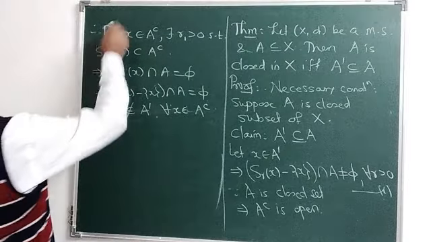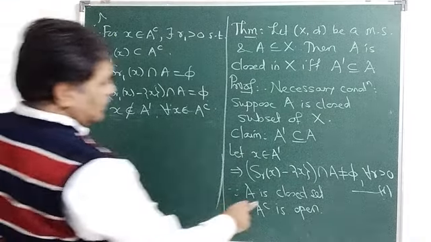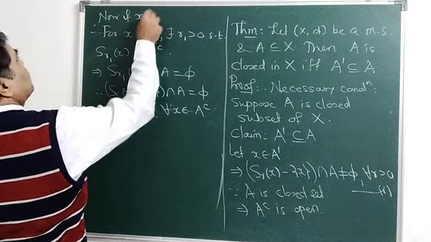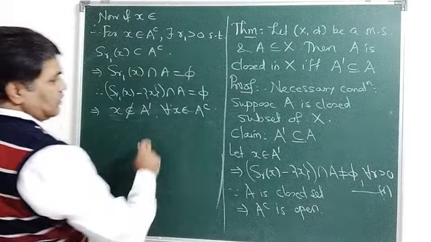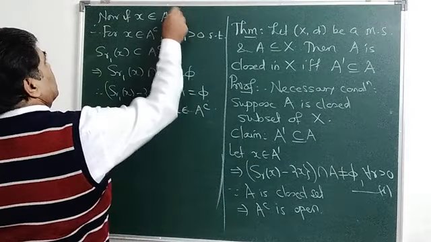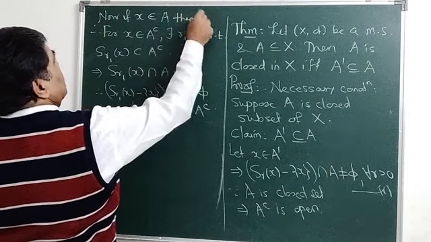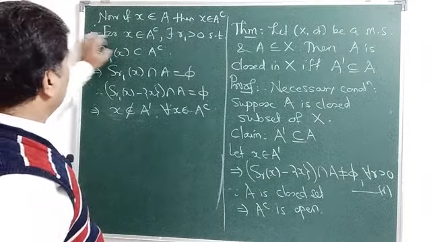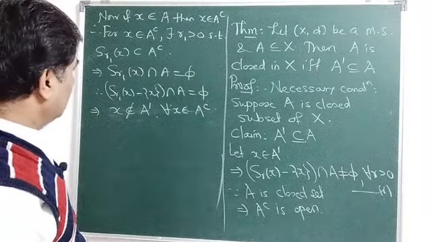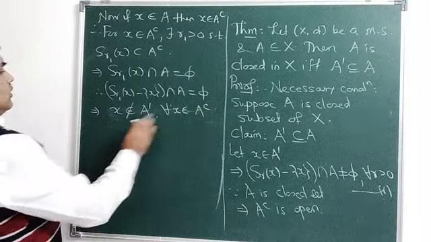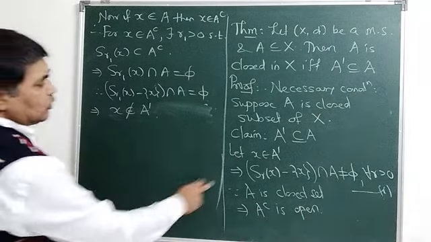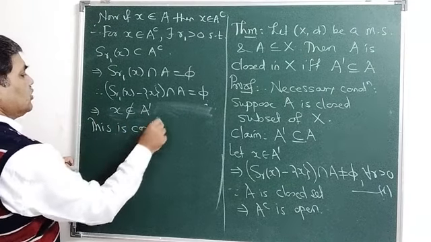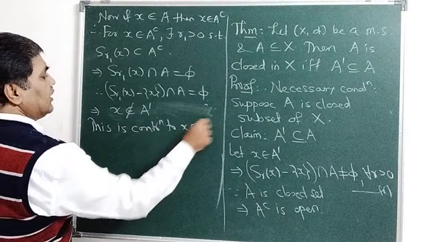Okay. Now, what is our aim? x belongs to A dash. Now if x doesn't belong to A, then x belongs to A complement. Therefore, for x belonging to A complement, this is solved. Is it right? This is a contradiction to x belonging to A dash.